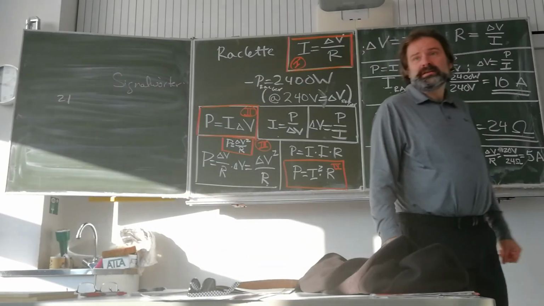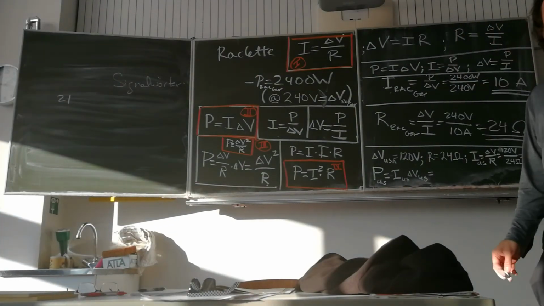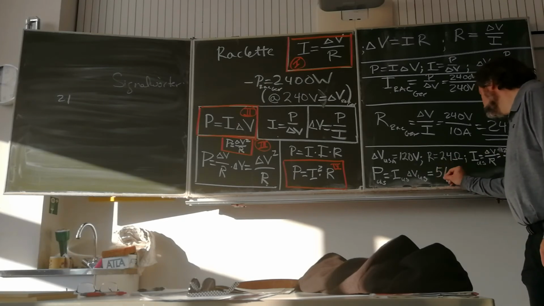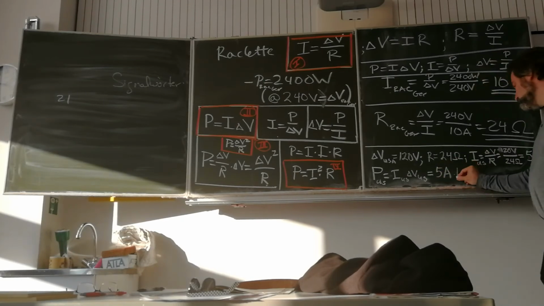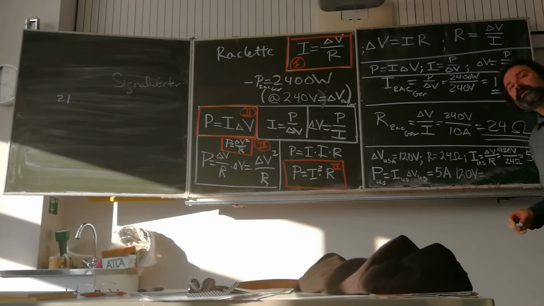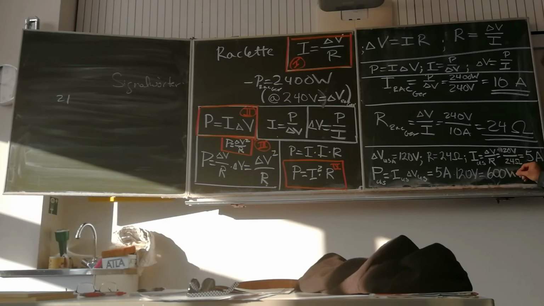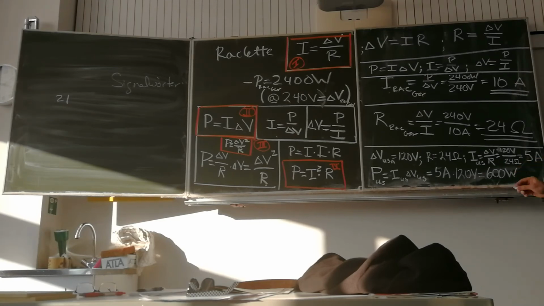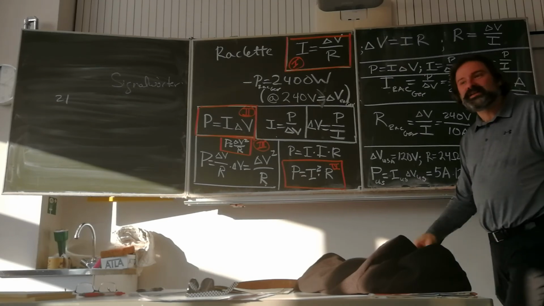We plug in... Five. Good. 5 amperes is correct. 120 volts is correct for the US. And what do you get? 5 times 120? 600. And what's the unit of power? Watt. Watt. It's good, huh? Okay. So, 600 watts of power produced by the Raclette set.